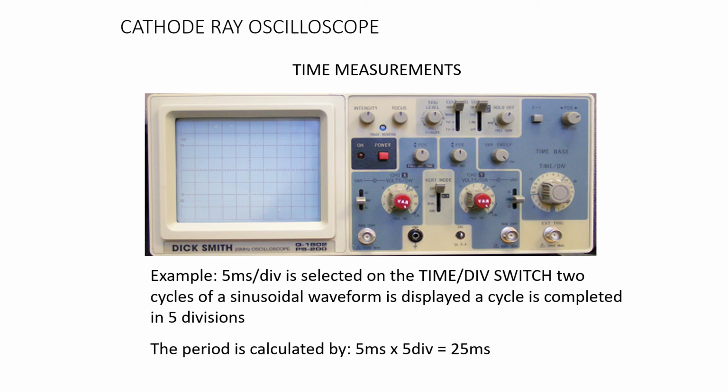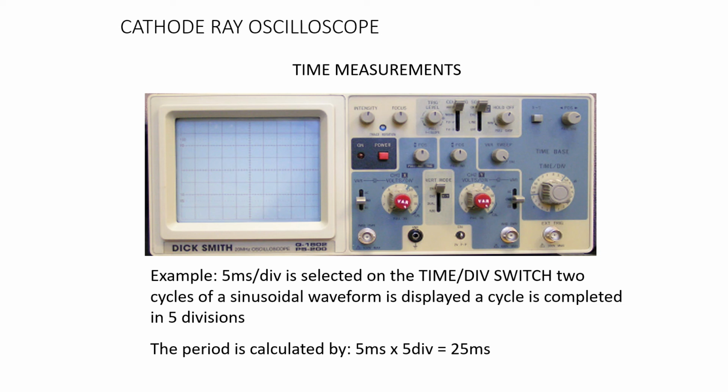Horizontal position control. By adjusting this knob, we can move the complete waveform along the x-axis from left to right or right to left. This is sometimes required for adjusting the position of the wave on the XY axis. Vertical position control: by adjusting the knob, we can move the complete waveform along the y-axis, upward and downward. This is also sometimes required for adjusting the position of the wave on the XY axis.